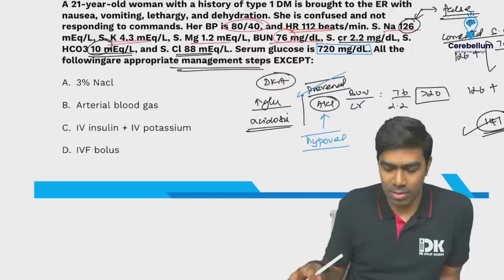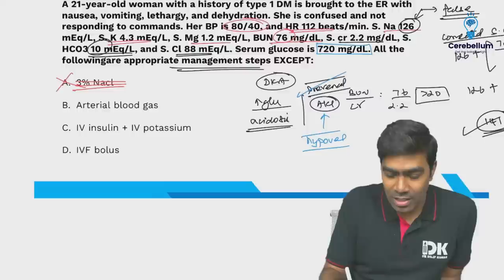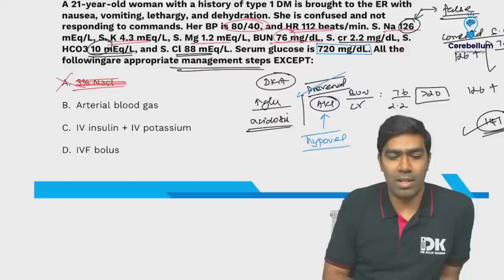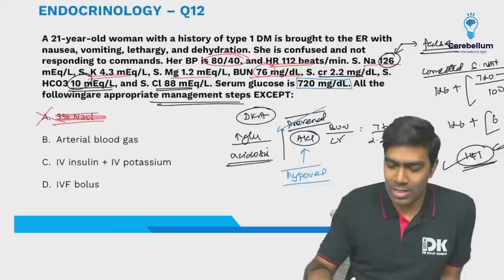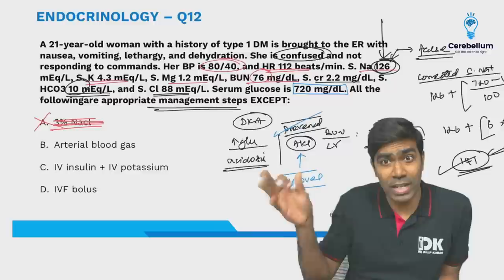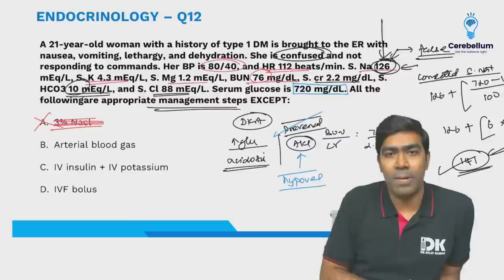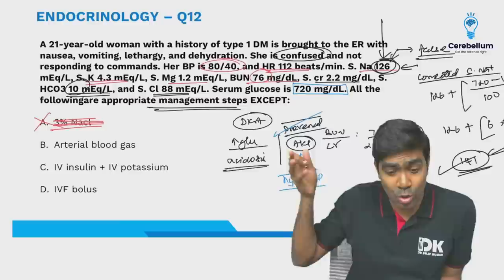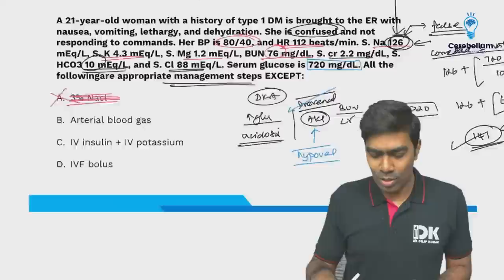So why would you want to give 3% NaCl? You need not give 3% NaCl. That's a wrong statement. So remember, the treatment will be based on corrected serum sodium only, not the actual sodium. Why is this question important? Because some people might get confused that the confusion is due to hyponatremia. This occurs in real time. Sometimes if you're working in the emergency department, you might initially get confused that hyponatremia is the reason for confusion, altered mental status and coma. So what you might give is 3% NaCl, which is not required. You have to correct the sodium and see what's happening. Clear? So that's wrong.